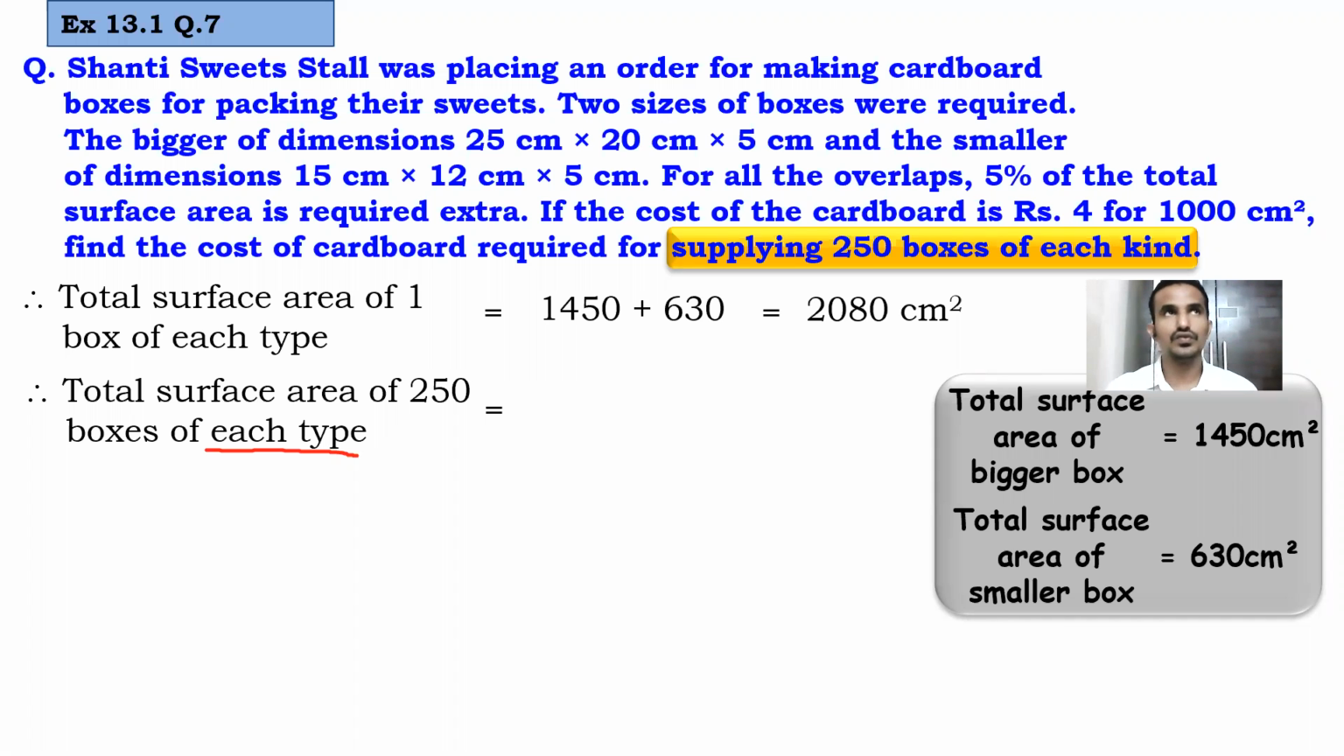Total surface area of 250 boxes of each type will be equal to 250 multiplied by 2080. Just do this, all of you. 250 multiplied by 2080. Just get the calculation. All right. Neev, Mukta, Ayush, your answers are correct. Ayush, आपने शायद एक digit miss कर दिया है. Check कर लो एक बार.